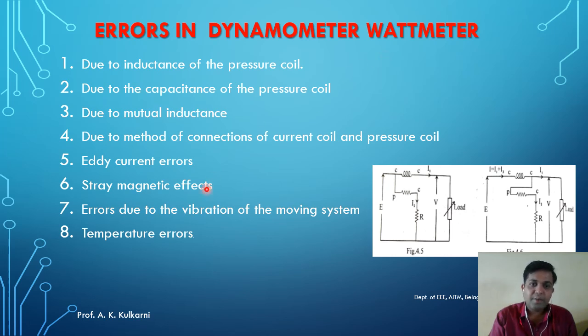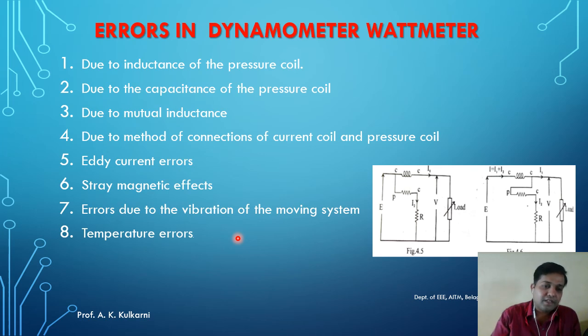Next one is stray magnetic effects. As we have plenty of fluxes, the magnetic field will surround the instrument. So due to that, the error will occur. And then the error due to the vibration of the moving system. If I move the wattmeter from one place to another, there will be vibration in the entire system, right? So due to that, there will be an error.